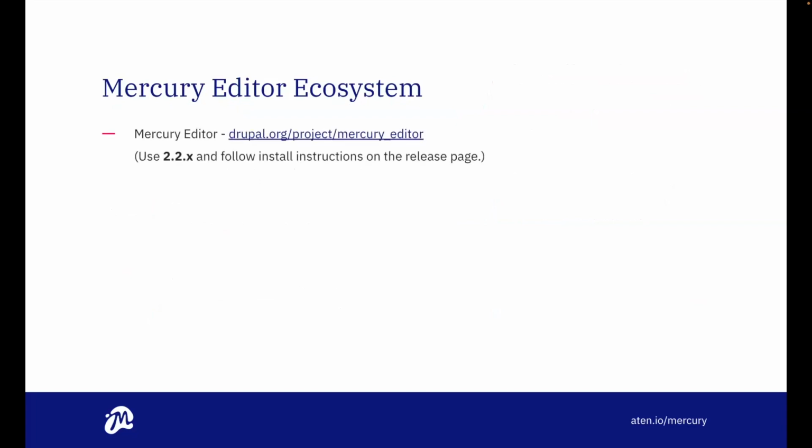I'm going to talk through the ecosystem. These are all the modules that Mercury is either based on or makes use of in some way that are all available on Drupal.org. First and foremost, Mercury Editor itself is a Drupal module, as I said before. I think 2.2.0 is the current stable release. It is the first stable release in 2.2. The 2.2 branch features a number of performance optimizations, enhancements, and some UI enhancements to previous versions.